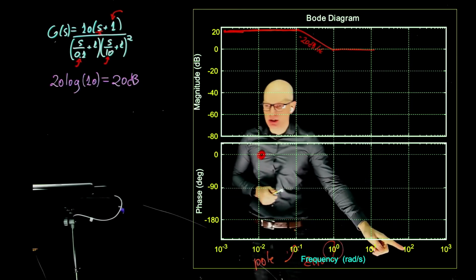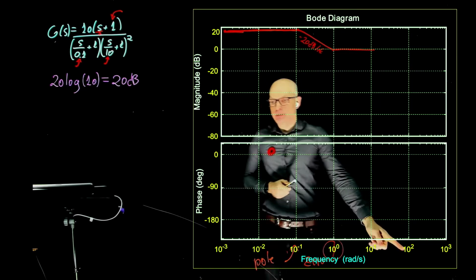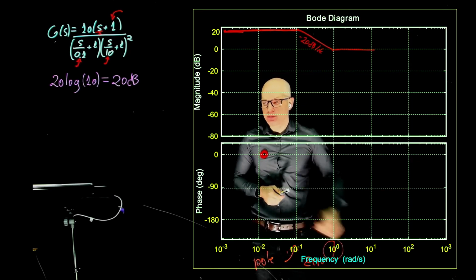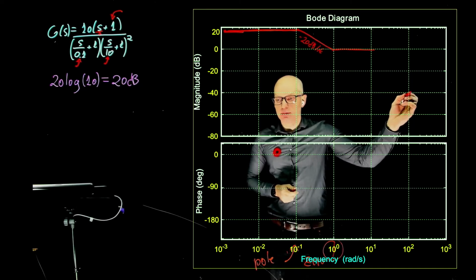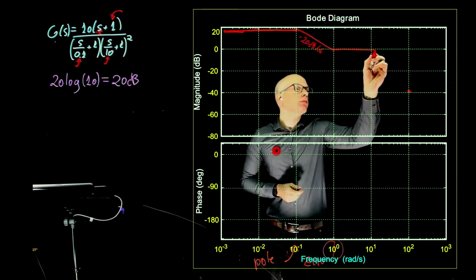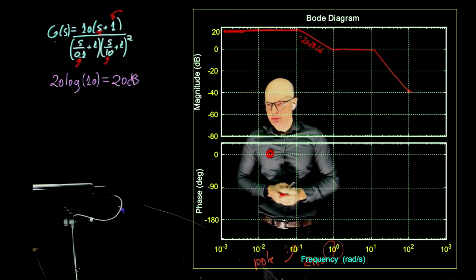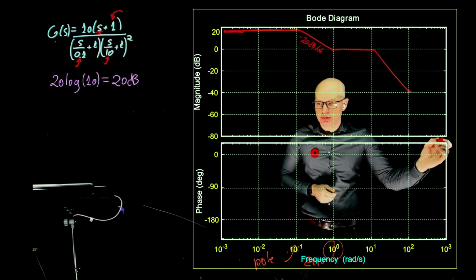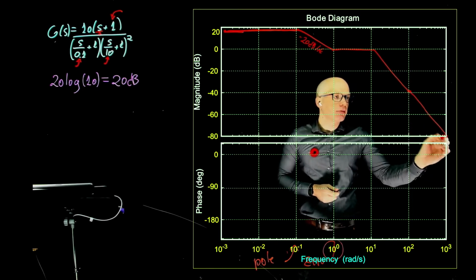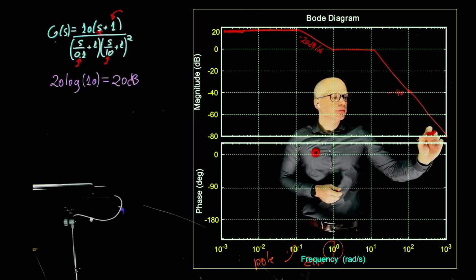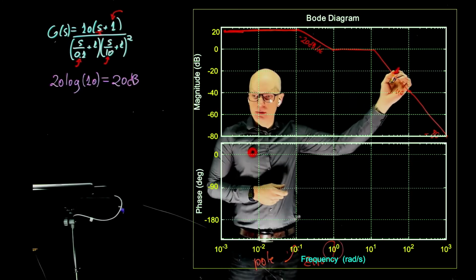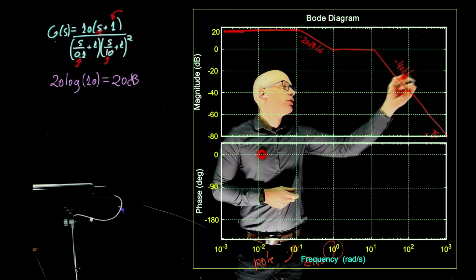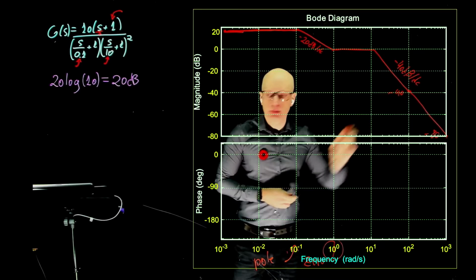So what is the magnitude at 10 to the power of 2, which is 10 times our current frequency? -40. And at 10 to the power of 3, which is 10 times that frequency, it would be -80. So this slope is now negative 40 dB per decade.